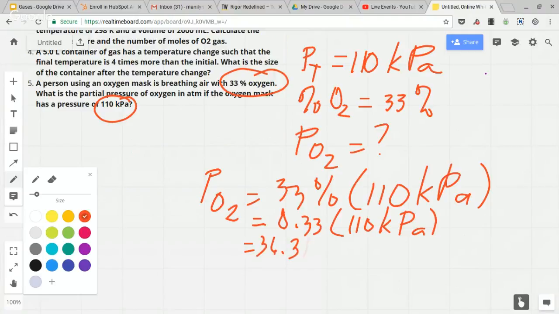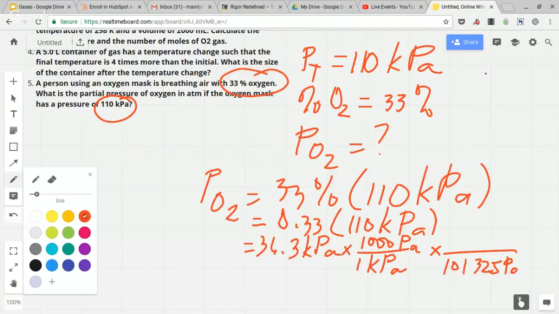And you will get the answer to be 36.3 kilopascal. And since the problem states that you need to express it in atmosphere, you need to do the conversion in which you start with kilopascal. 1 kilopascal has 1000 pascal, and then pascal to atmosphere. So there are 101,325 pascal, which you should put down in 1 atmosphere so that the units will cancel out.